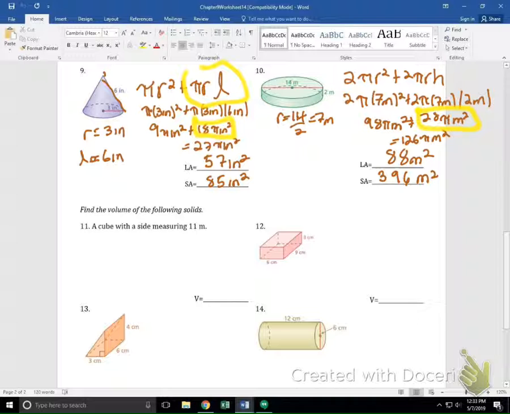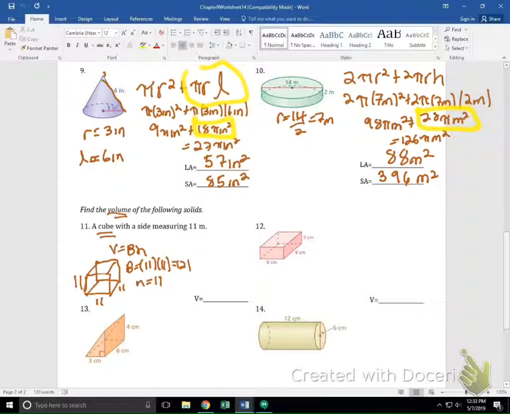So next up we have a cube. Remember, with a cube, all the side lengths are the same. So to find the volume of a cube, which is a prism, volume equals area of the base times height. If you need me to draw a little sketch, you can. If not, you can just know that this is going to be 11, and this is going to be 11, and that height's going to be 11. So area of your base is 11 times 11, which is 121. And then your height is 11.